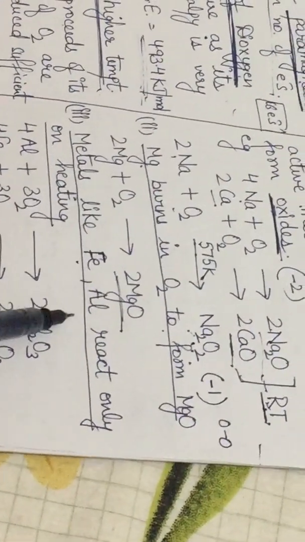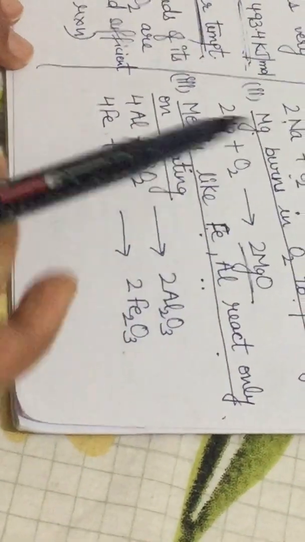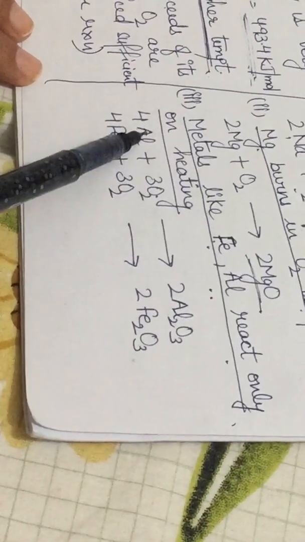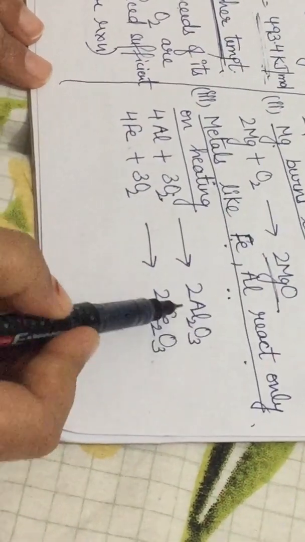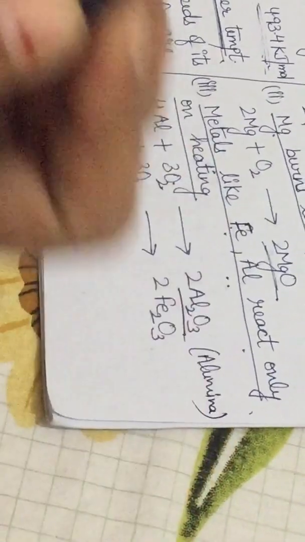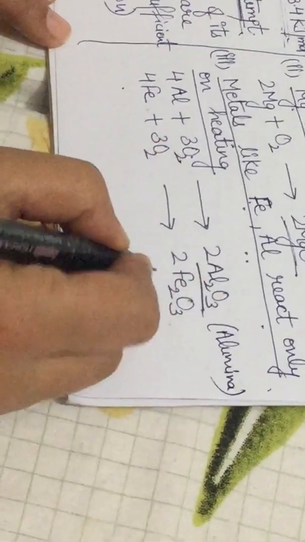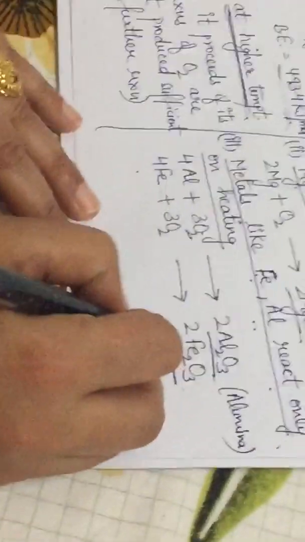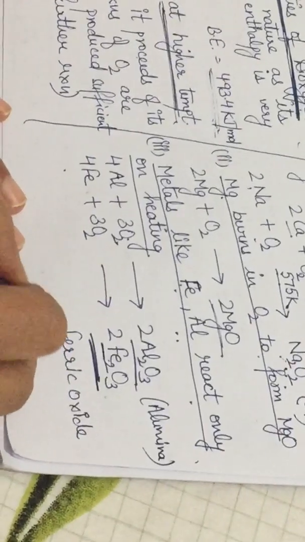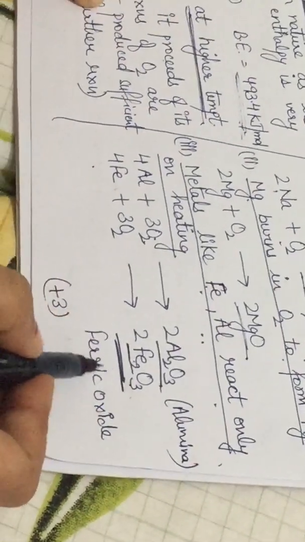Metals like iron and aluminium react only on heating. Means iron and aluminium will react with oxygen only when we heat them. When aluminium reacts with oxygen it will form aluminium oxide. It is also called alumina. And when it reacts with iron it will form iron oxide. It is also called ferric oxide. Why is it called ferric oxide? Because in this, the oxidation state of iron is +3. So it is also called iron oxide, or we call it ferric oxide.